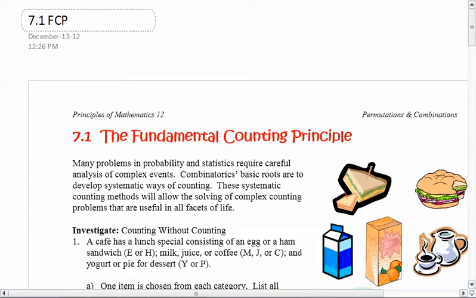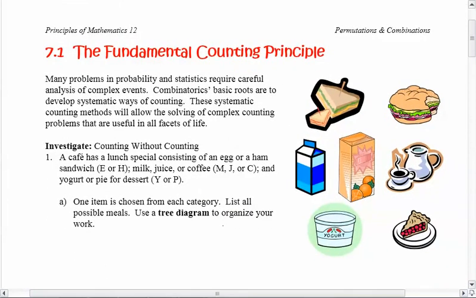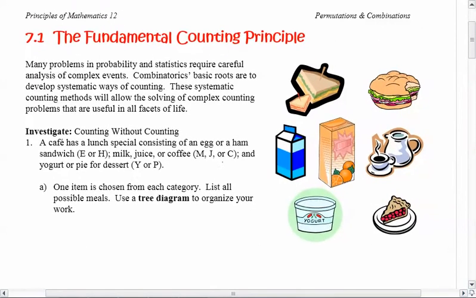Here's the introduction to the unit on permutations and combinations. So in this unit, the last unit of Math 12, we're going to be looking at how to count things. And there's many problems in probability and statistics that need a careful analysis of complex events. Combinatorics' basic roots are to develop systematic ways of counting. These systematic counting methods will allow for solving of complex counting problems that are useful in all facets of life.